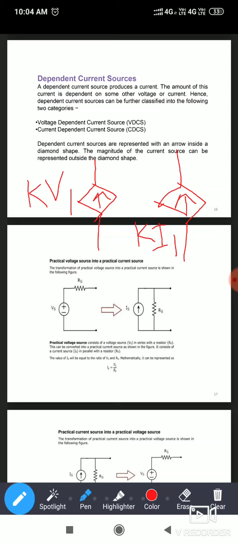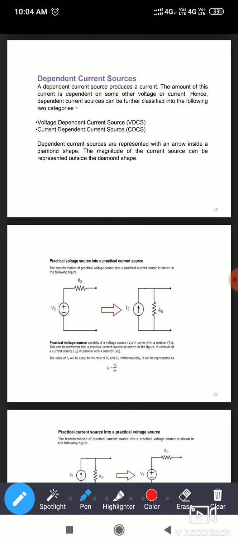Okay. So these are the symbols. So how to use the source transformation, that we have already covered. Any questions from this point of view? Types of sources? Any question?